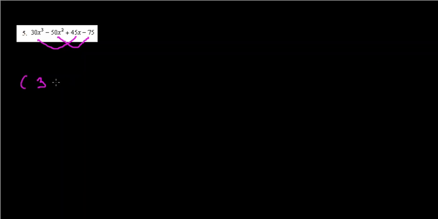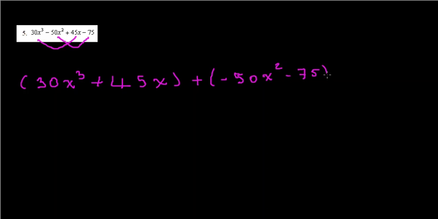So 30x cubed plus 45x, plus, in this case, let's make this a plus, negative 50x squared minus 75.